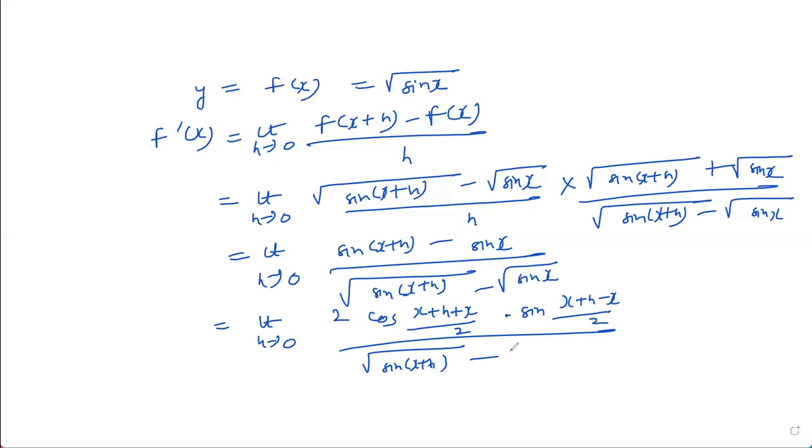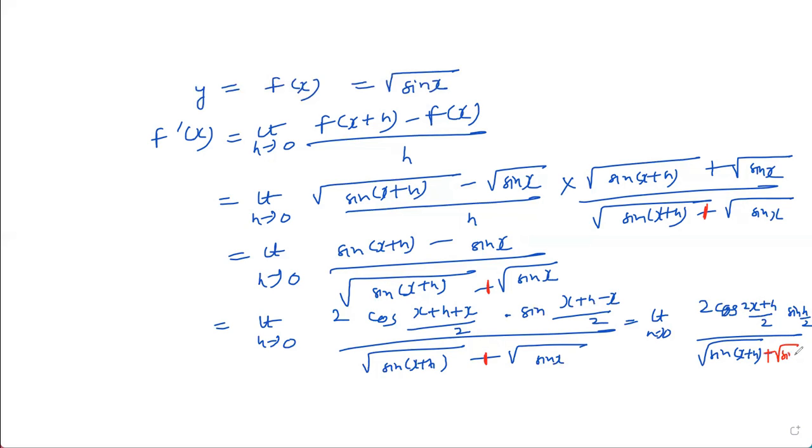Now after this, we are getting twice of cos of x plus h divided by 2, and the second one will be sine of h by 2, whole divided by whatever I have in the denominator, which I'll keep as it is. Here I actually committed a mistake. It was plus, isn't it? So these are all plus terms, right?